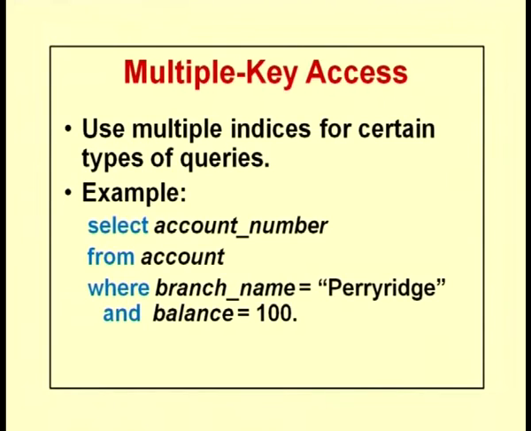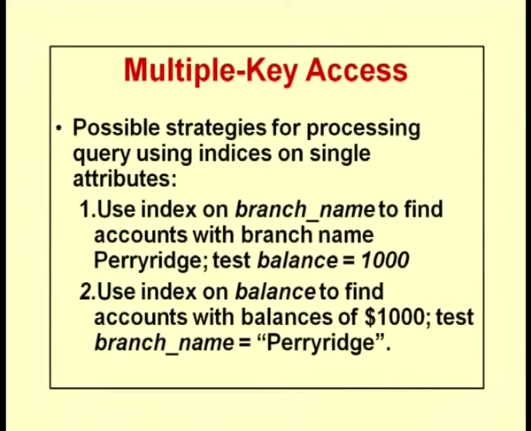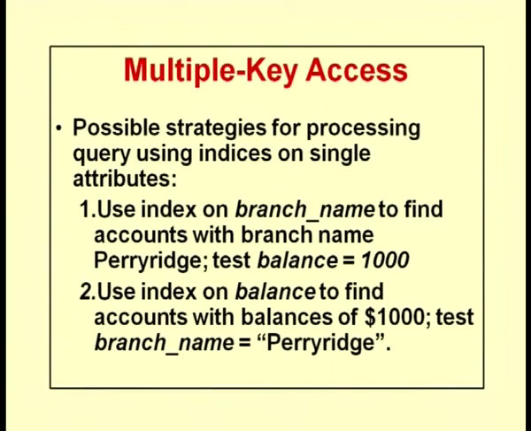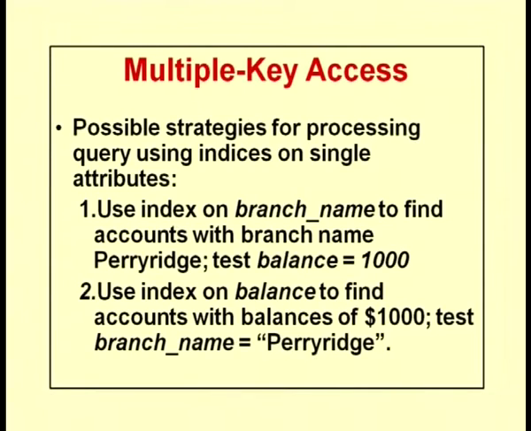For example, suppose you have a query like: select account number from account where branch name is equal to Perryridge and balance is equal to 1000. There are many possible strategies for processing the query. One strategy is using indices on single attributes. You can index using branch name to find accounts with branch name Perryridge and then test for the balance equal to 1000. Another one, remember the query, you have the balance value. You can use an index on the balance to find the accounts with balances of 1000 and then test the branch name. So, you can either have an index based on the branch name or an index based on the balance.